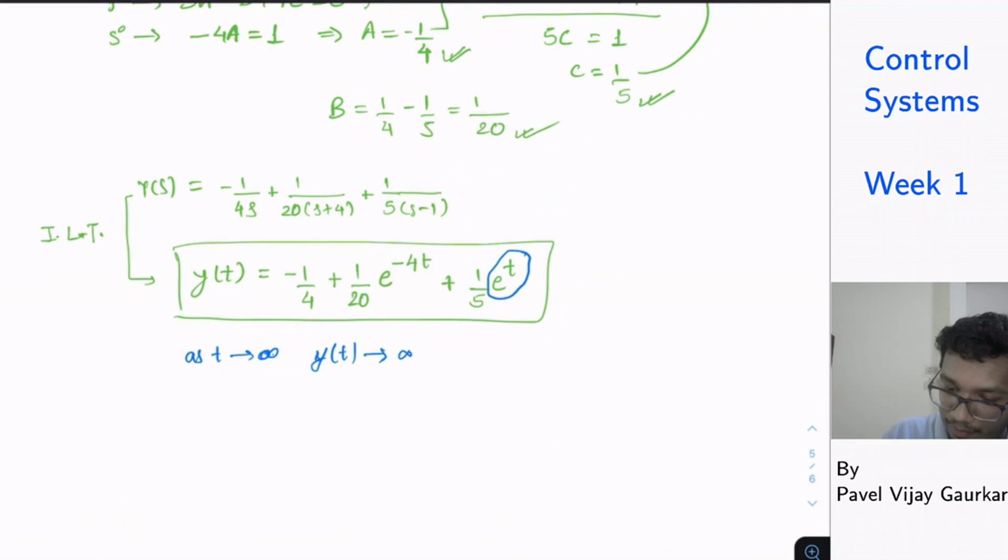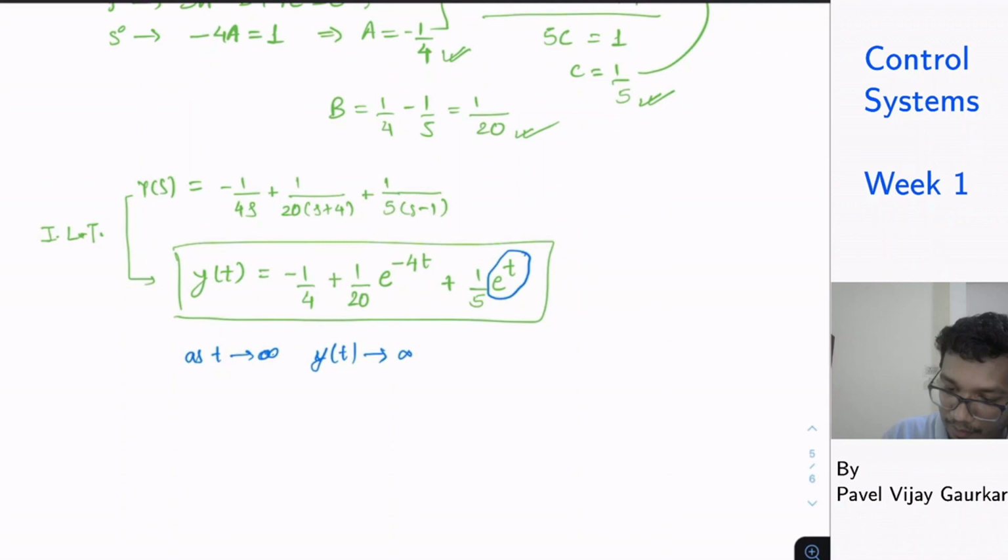Next is the coefficient of e^t in the output function. So the e^t term has coefficient C, that is 1/5. So this is A part, this is B part. C part is the coefficient of e^(-4t) in the output term. So the coefficient is 1/20.